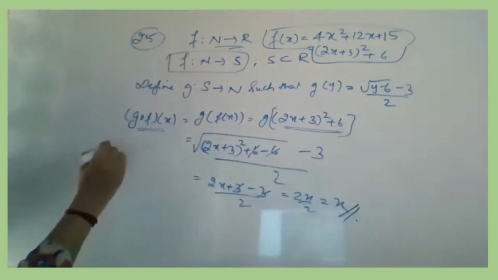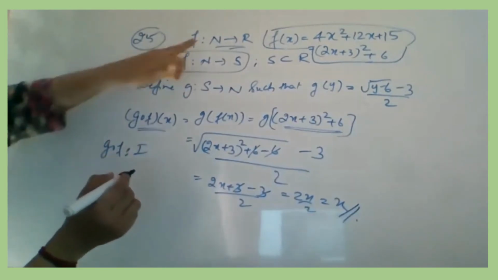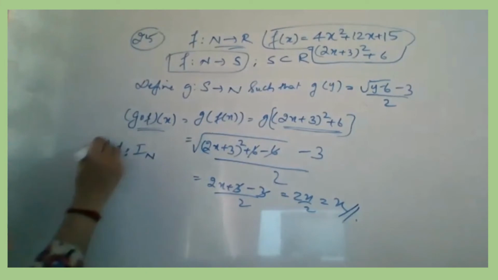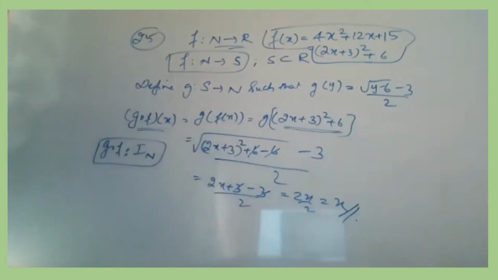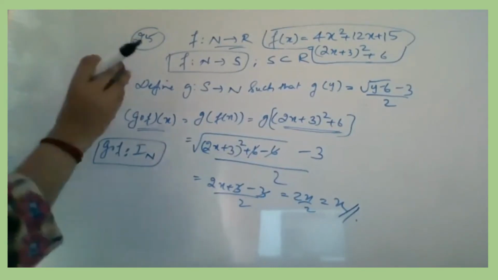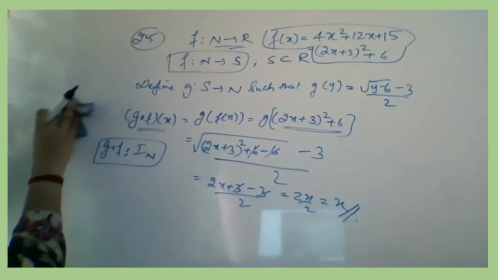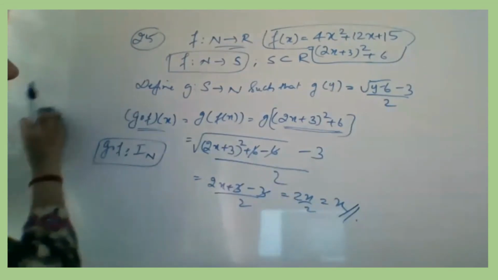So again, you will say that g composition f is acting as the identity, I_N. From where to where? It starts from N, so it ends in N as well. So one is done. Did you understand how to substitute? Okay. Now we'll go for f composition g. Is it clear? Yes, ma'am.